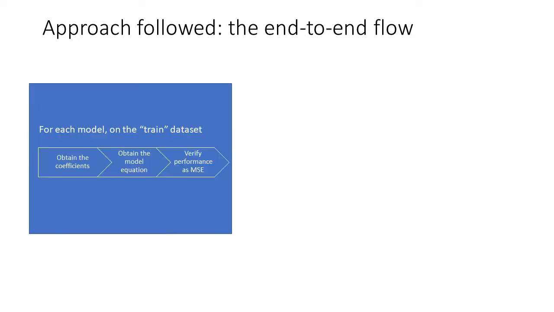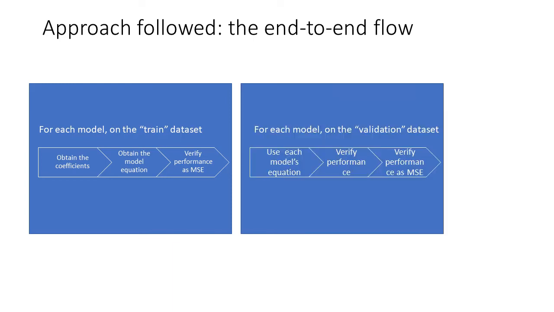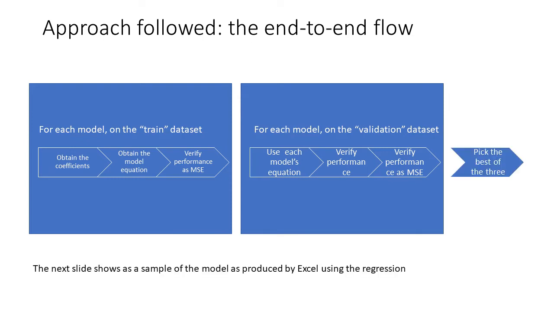This is the process that I followed. First, on the trained data set, I obtained the coefficients that have to be applied to the model equation. The model equation is simply the features times the coefficient plus the intercept. We verify the performance as mean square error. After doing that on the trained data set, I did the same on the validation data set, so using the same equation, comparing the mean square error across the 3 models.